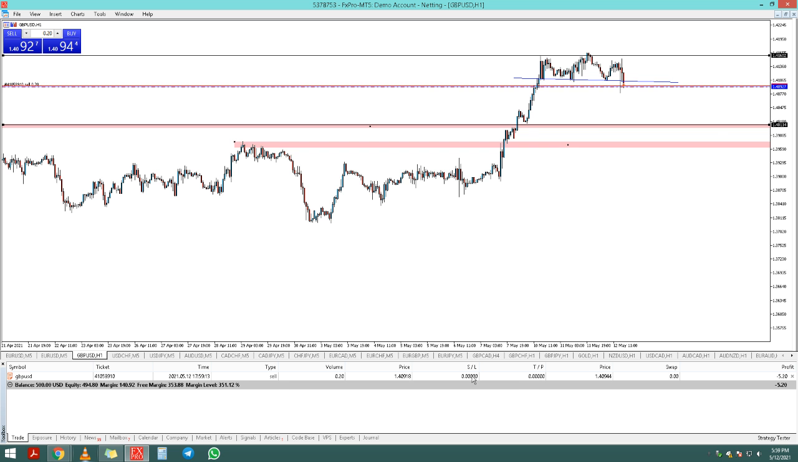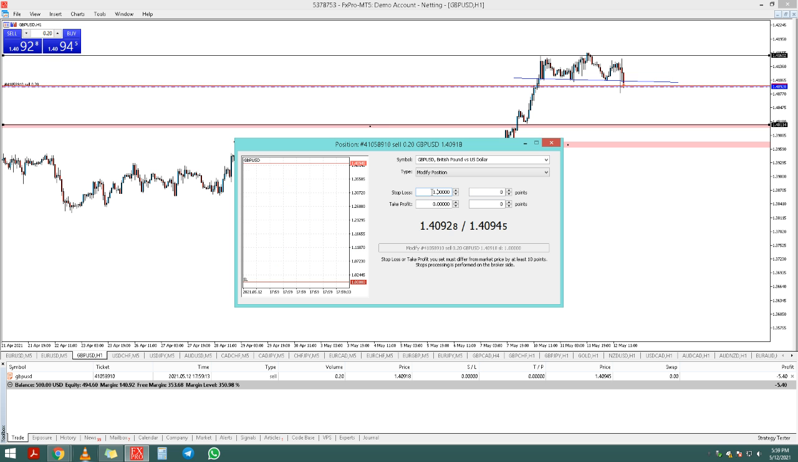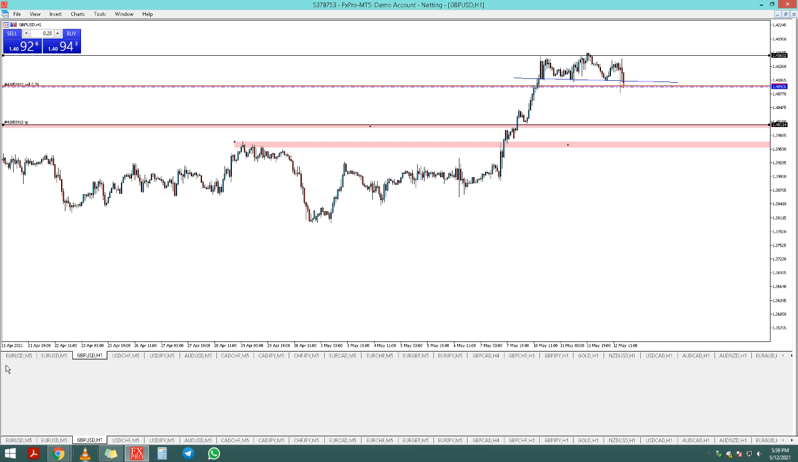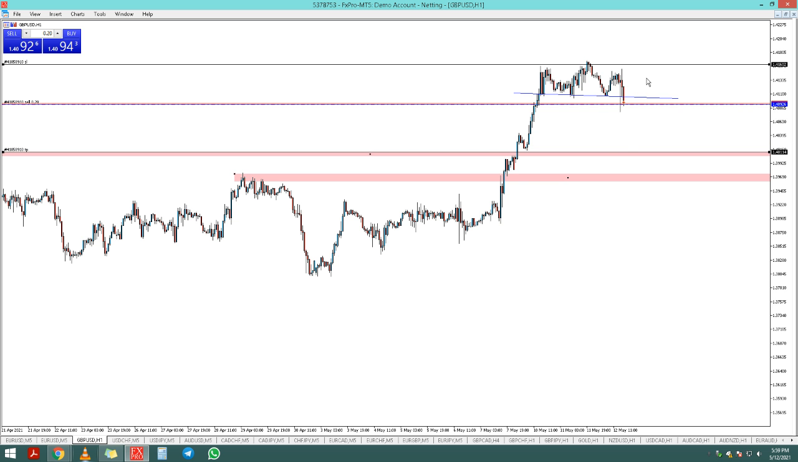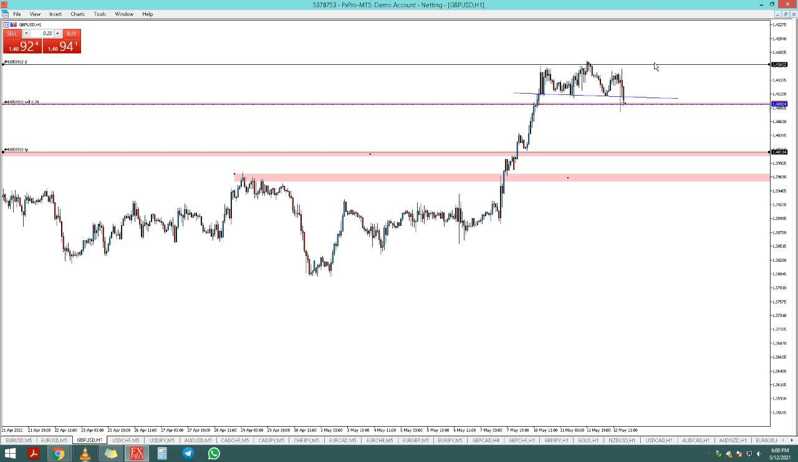Our stop loss will be 1.4102. The profit target is around 1.40114. If this trade goes our way, we should make around $160. And if it goes against us, we should be losing around $136. So we have a risk reward of around 1 to 1.5.